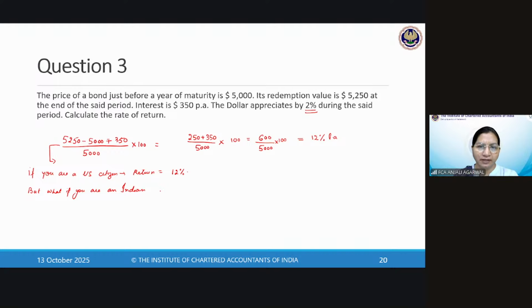If you are in Canada, Canadian dollar. If you are in Hong Kong, Hong Kong dollar. So whatever the different country you are in, dollar is not your home currency. And against your currency, the dollar has appreciated by 2%. So what is your rate of return?